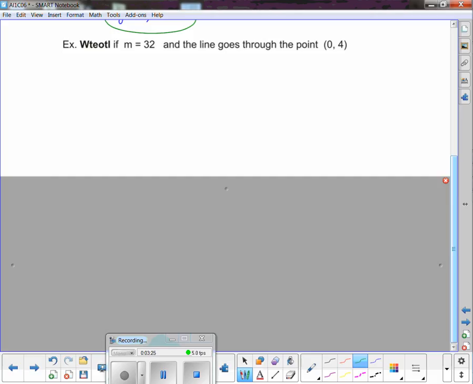All right, so do this next one. Write the equation of the line if m equals 3/2 and the line goes to the point (0, 4). Go ahead and do that one. Write the equation of that line. WTEOTL is my abbreviation for write the equation of the line. Oh, let me give you a hint. Forgot your hint. Here you go. There's the hint. Done yet?